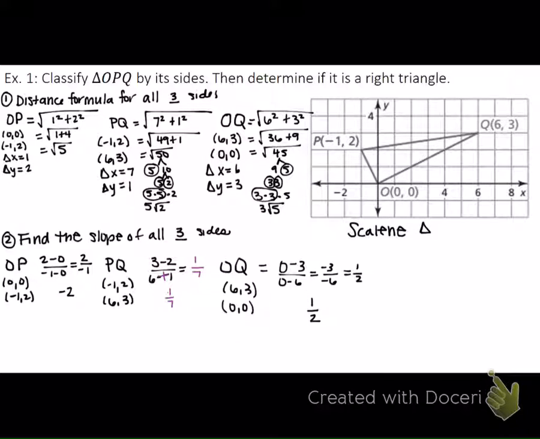Do we have any perpendiculars? Which ones, Jill, are perpendicular? Go ahead and finish writing it down, and then you can answer my question if you're not done yet. OP and OQ are opposites, different signs, and they flip each other, right? So they're opposite reciprocals. So OP is perpendicular to OQ. So is this a right triangle? If we have a perpendicular, is it a right triangle? Yeah, so this is a right scalene triangle.